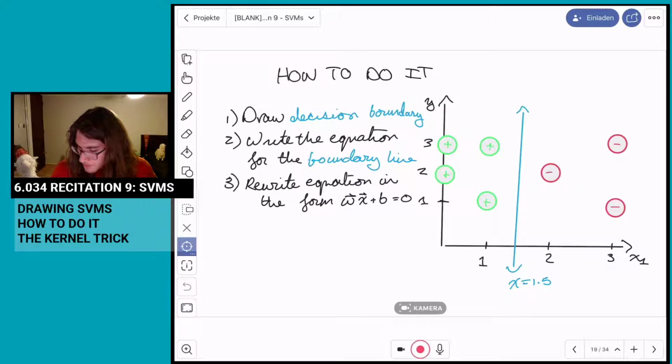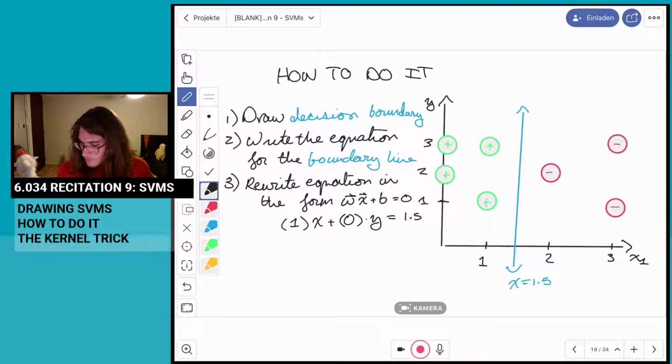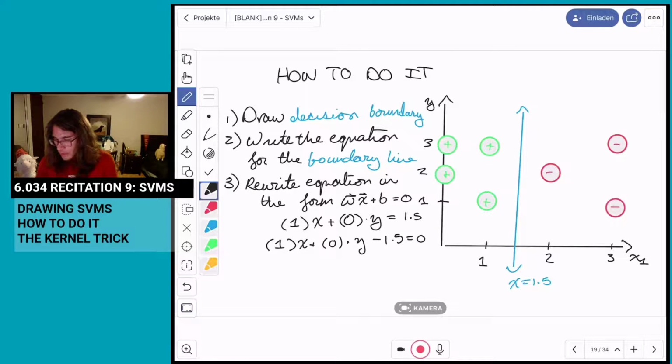Let's take the equation again. This time it's 1 times x plus 0 times y is equal to 1.5. I'm going to rewrite it just a little bit further. Okay, so I have that. And how do I get it to the form w times x? And that is a dot product.